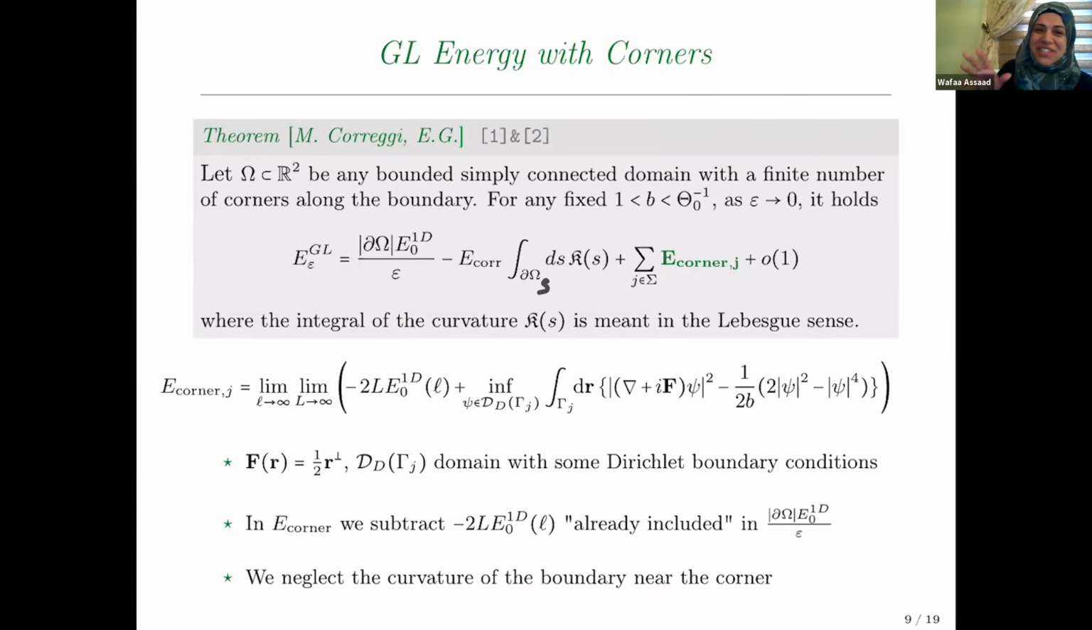So we'll change the title of the talk then if there is no contribution.